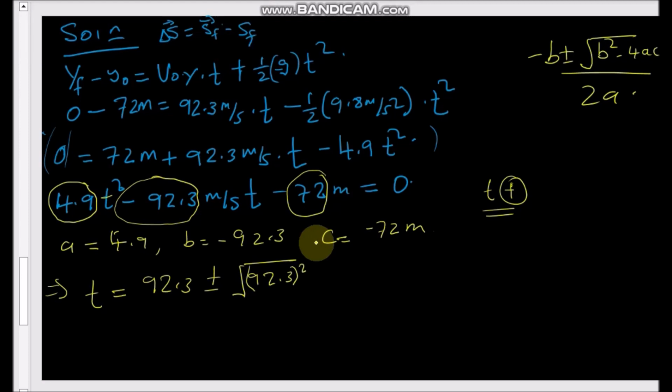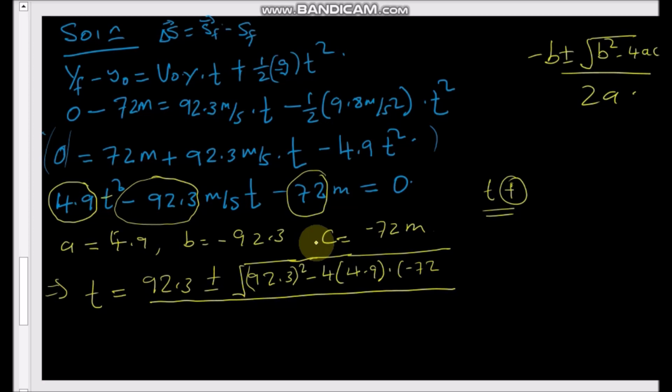92.3, the whole square, minus 4 times a. The value of a is 4.9, and c is minus 72. This is under the square root, over 2a, 2 into 4.9. Now we take only the positive value.